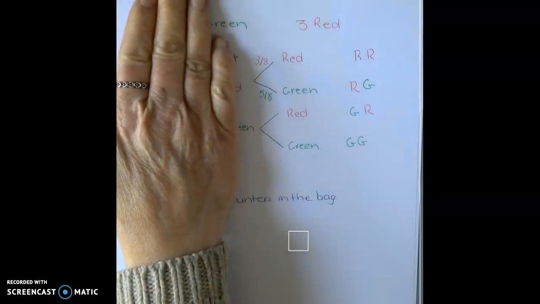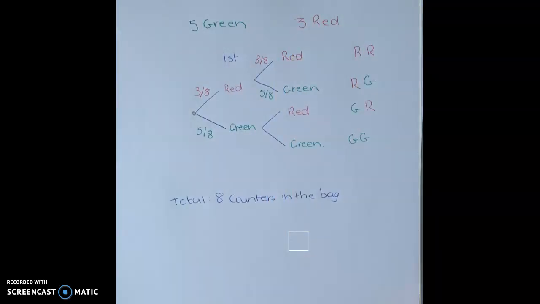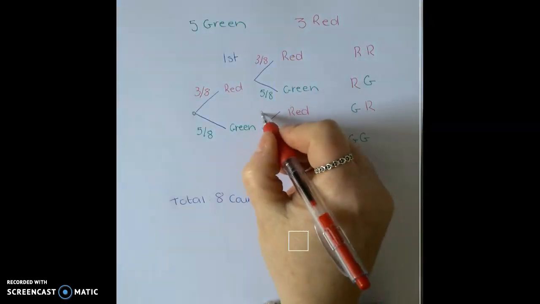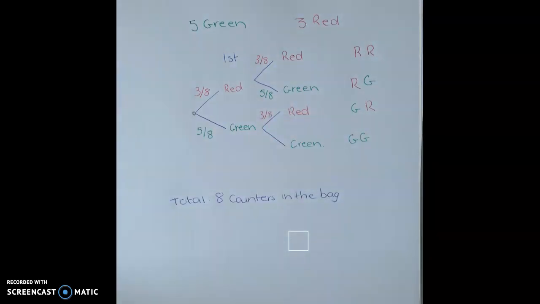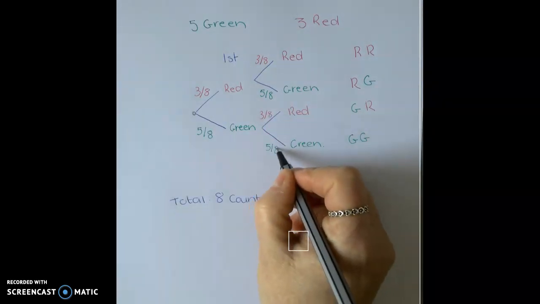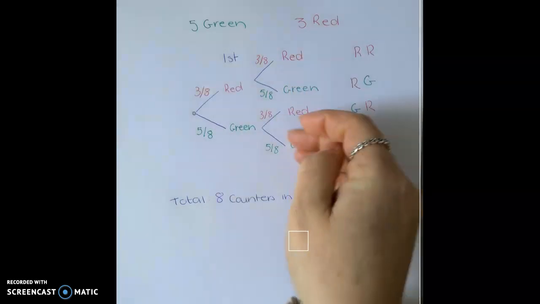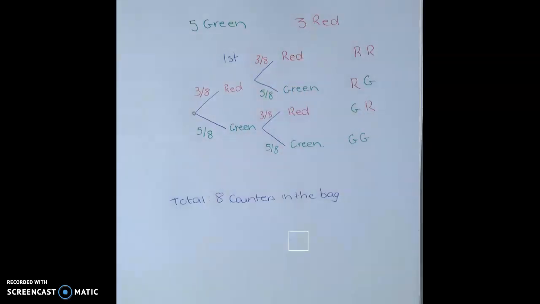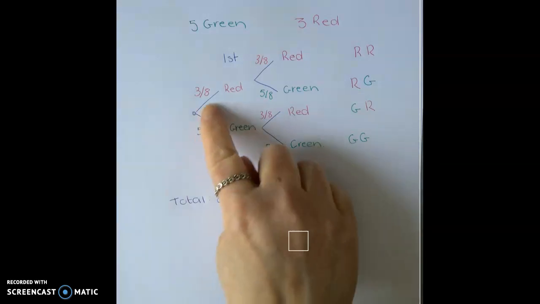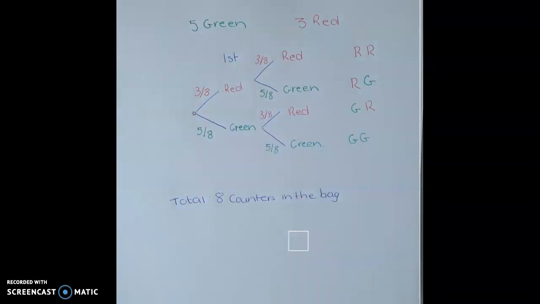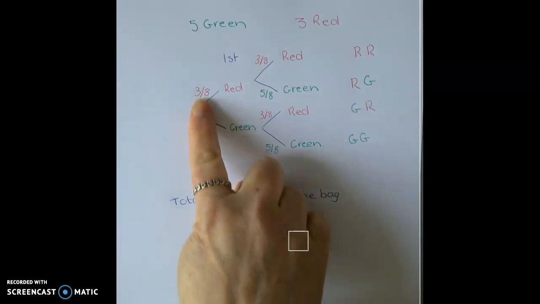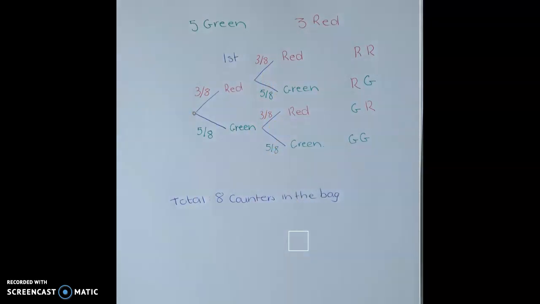So in some respects you could ignore this first branch and you just fill out the second branch. So again, that's going to be 3 out of 8 and that's going to be 5 out of 8 because these are 2 different options, 2 different ways we could have picked out the counters. So the first option is we pick the red counter first and then we pick either a red or a green. And the second option is that we pick a green counter first, then we pick a red or a green counter.